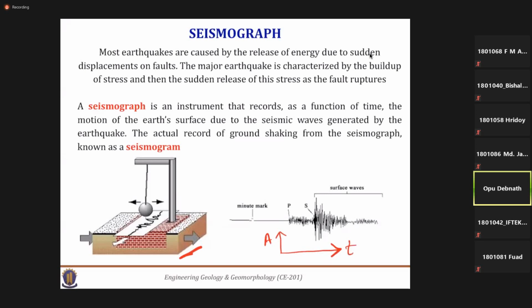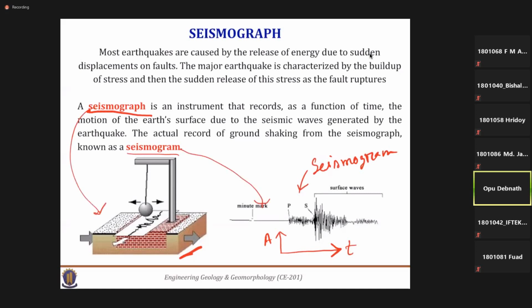The seismograph is an instrument that records such graphical representation of the seismic waves generated by an earthquake, and the actual record of ground shaking from the seismograph is known as the seismogram. So the two terms: the device is known as the seismograph, and this representation is the seismogram.